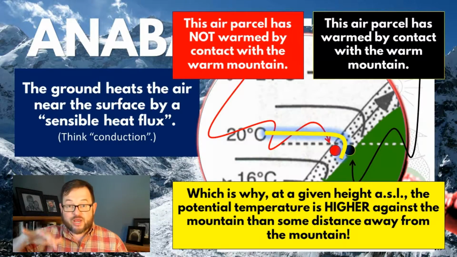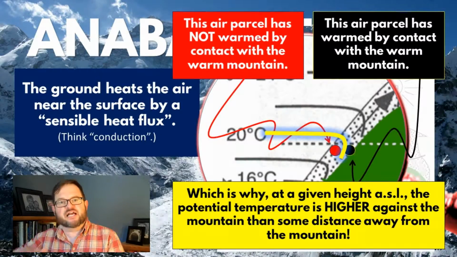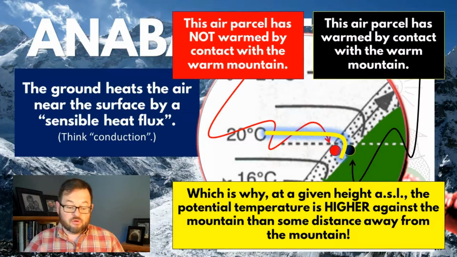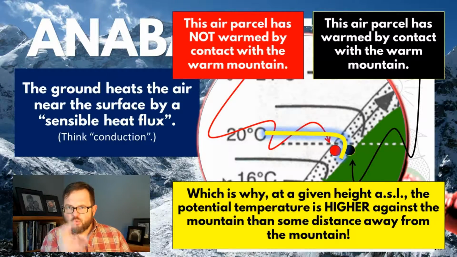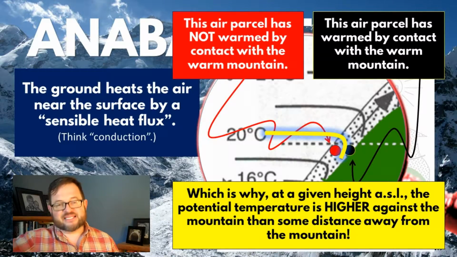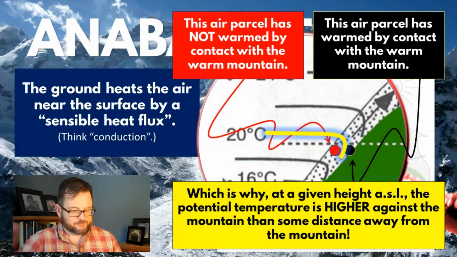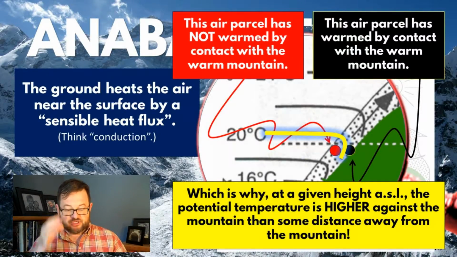The temperatures right along the surface of the mountain itself, the air almost in contact or in contact with the mountain, are warmer than the air a little ways away from the mountain, but at that same altitude. At the same height above sea level, the air is a little bit warmer and a little bit higher potential temperature close to the mountain than it is at the same height but some distance away. We have warmed the air along the slope of the mountain.